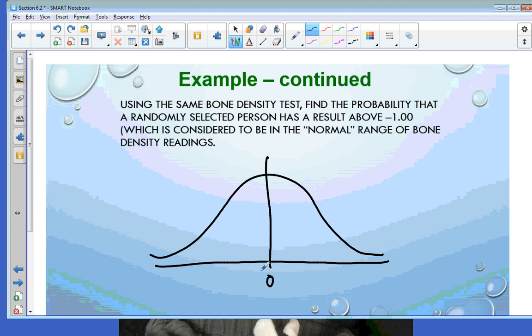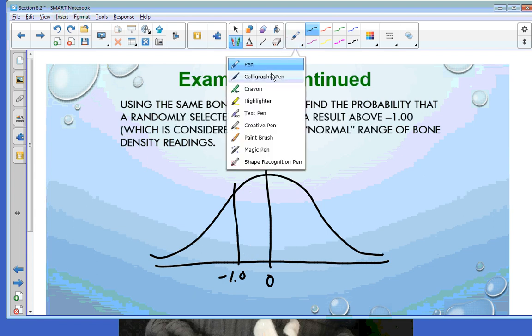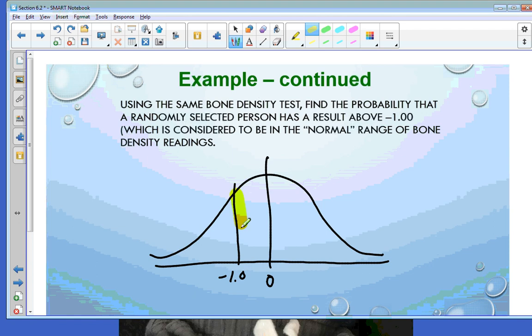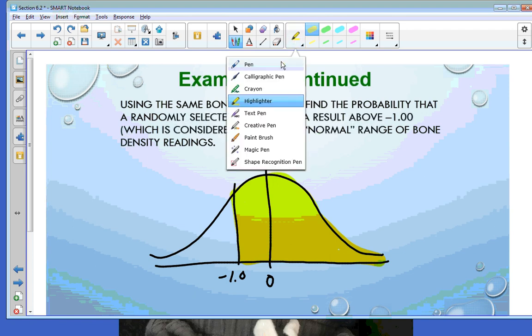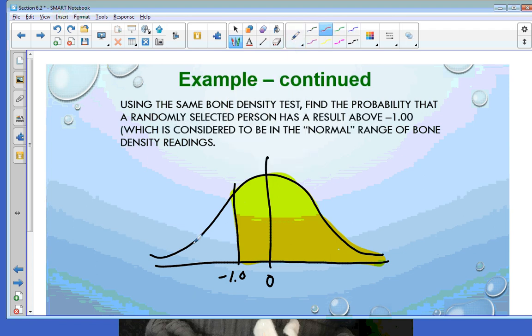That's 0, -1.0. And it says I want to know the probability when they're above -1. So I want all of this area. Now, if I go to my table and I look for the area under the curve where z is -1, it's not going to tell me the area that I have highlighted. Instead, it's going to give me this area. So let's just go look at that.